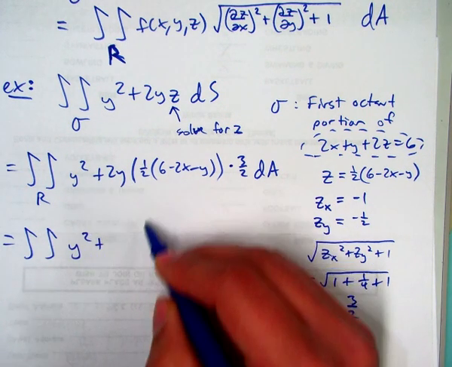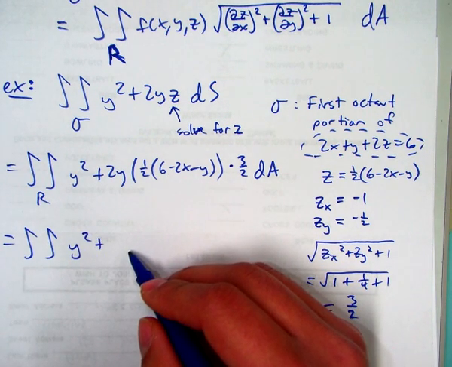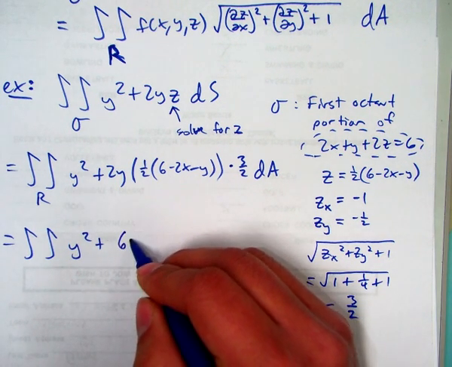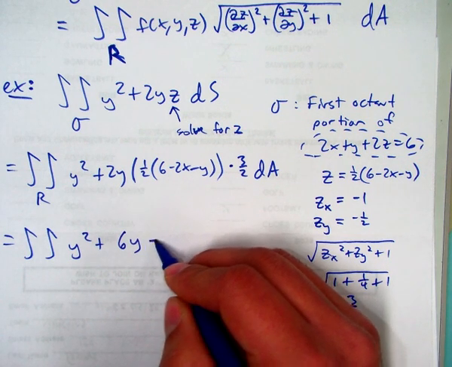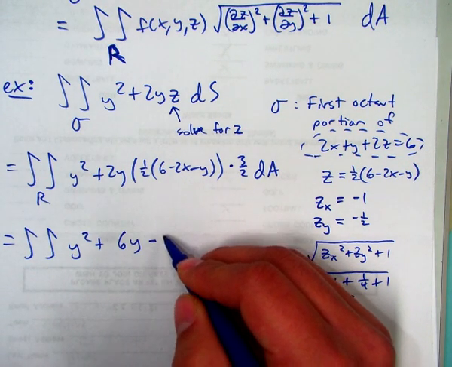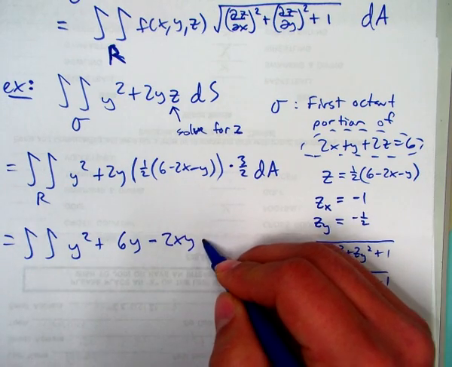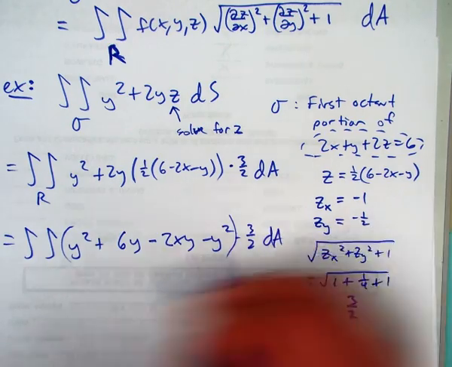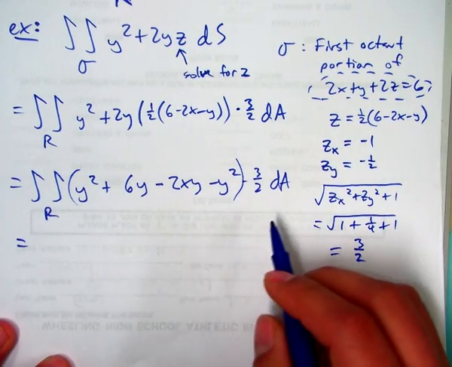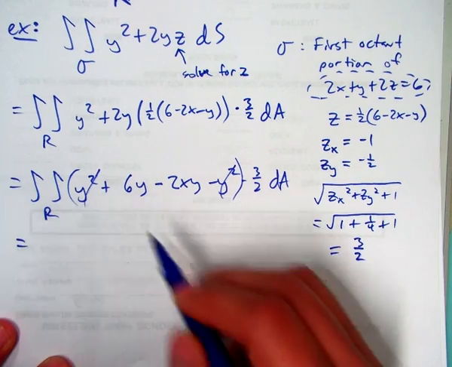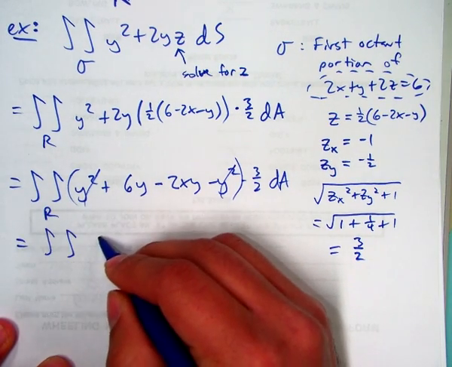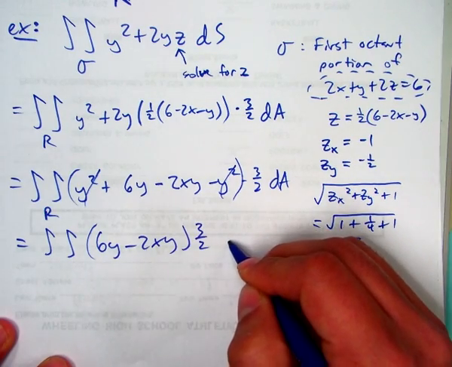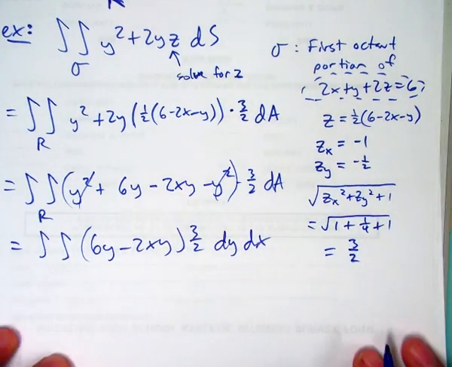The 2y and the 1/2 just give you y, so that's 6y minus 2xy minus y squared, times 3/2. Actually, I cancel out the other y squared. So then we just have 6y minus 2xy times 3/2. And let's go dy dx. And let's plug in the bounds now.